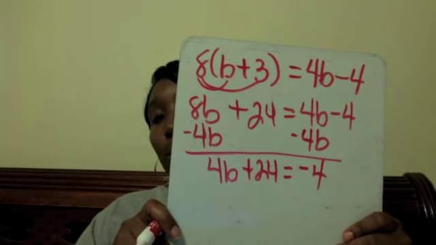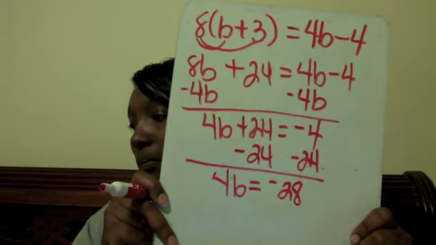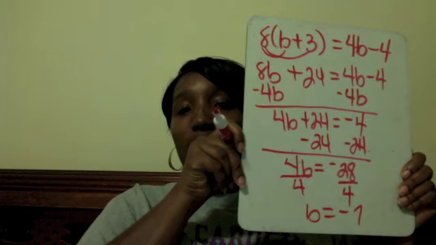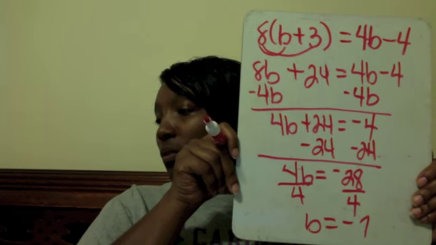Now I'm going to subtract 24 from both sides. Okay, divide both sides by 4, and b is negative 7. Wonderful. Okay, one more example.